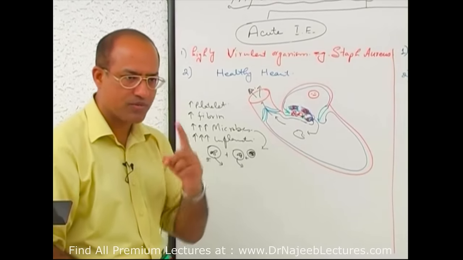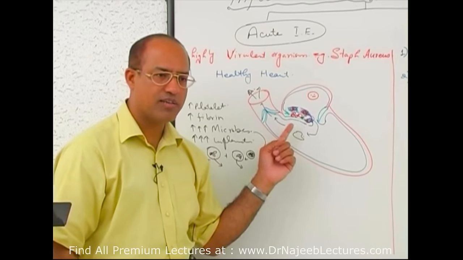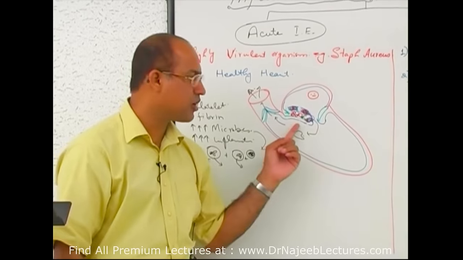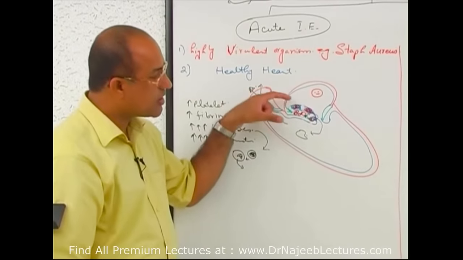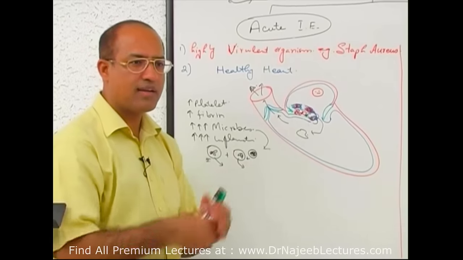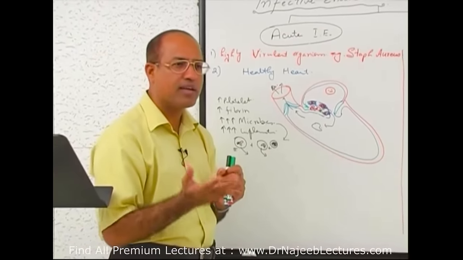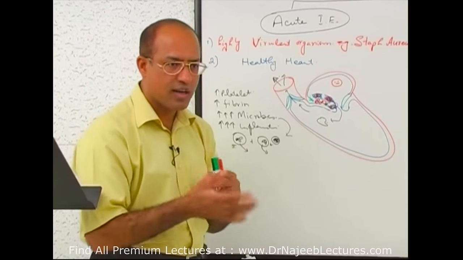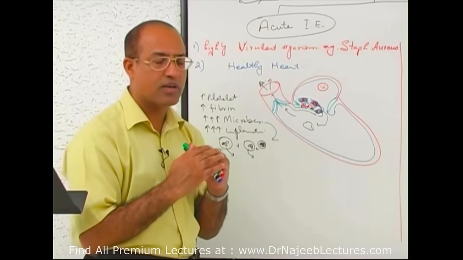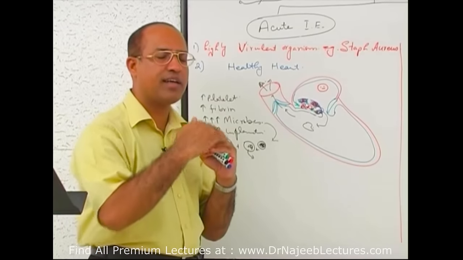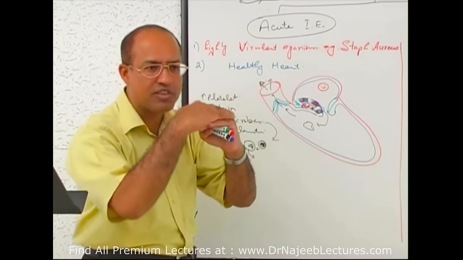Let me repeat it again. What was there? Initially, the heart was healthy, but by chance, a very, very virulent organism got settled on the endocardium. The organism entered into the endocardium, and within the endocardium, the organism started multiplying. When the organism was multiplying, endocardial injury started severely. Now the endocardium, which was anticoagulant, is converted into procoagulant, right? And platelets start sticking and fibrin starts sticking. Now bacteria are inside, platelets are sticking on that, fibrin is sticking on that.